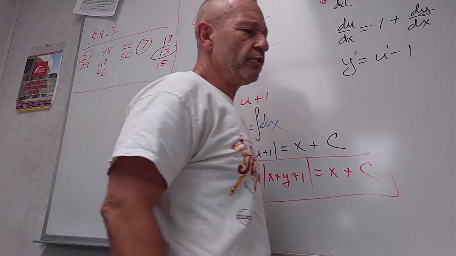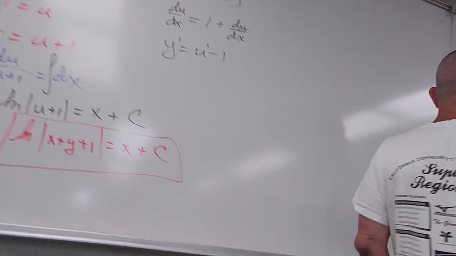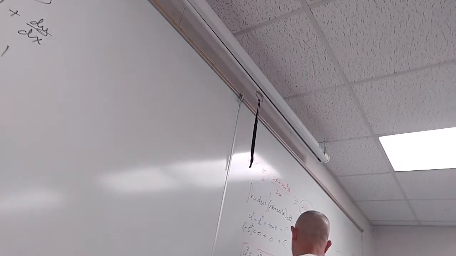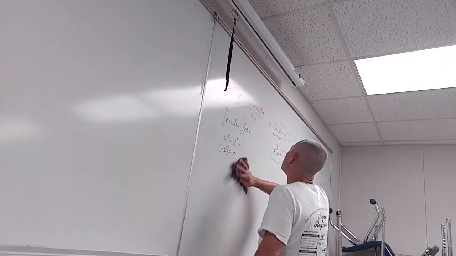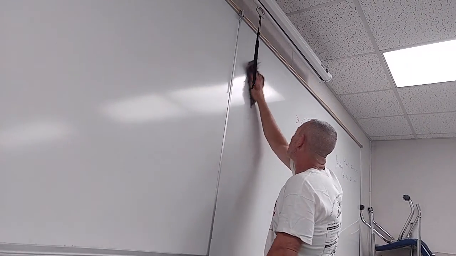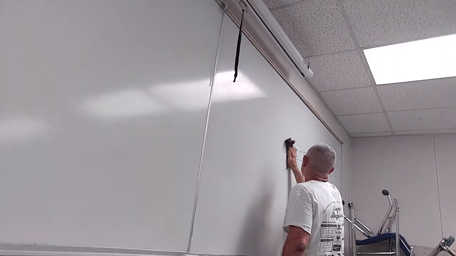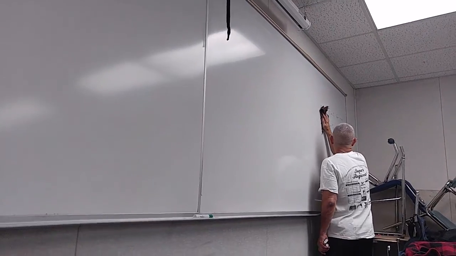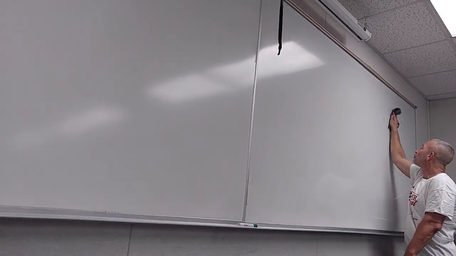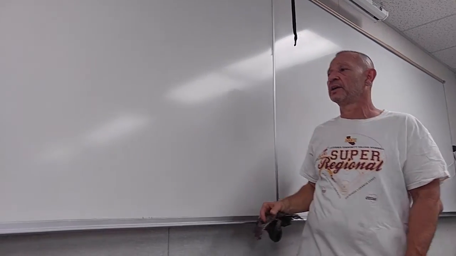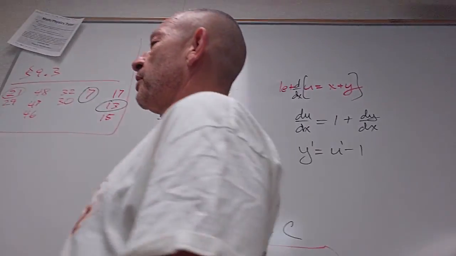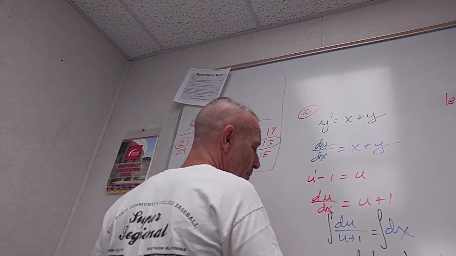I could raise both sides as powers of e, but that's not as convenient an expression. Did the book do that? Did they actually solve for y? I think so. Okay, let me show you what they're doing then. Let's make sure they did that, because I don't see any need to confuse the issue if they left it that way. They solved for y? Okay.